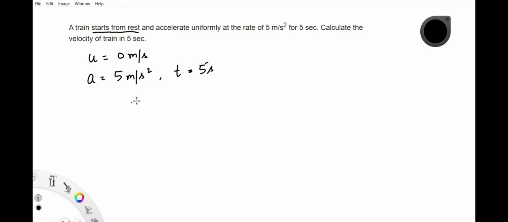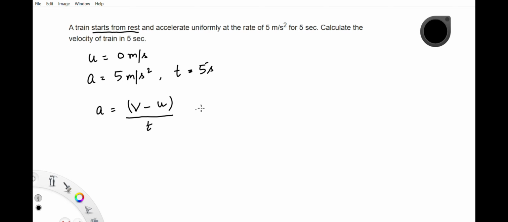You're supposed to find out the final velocity of the train, like the velocity of the train after 5 seconds. So again, acceleration is defined as the rate of change of velocity. Now this is the change, that's v minus u, and it's happening in 5 seconds. So t is 5 seconds over here.